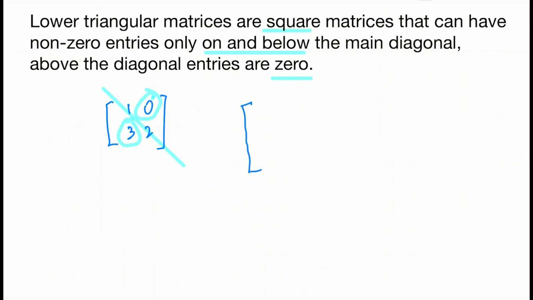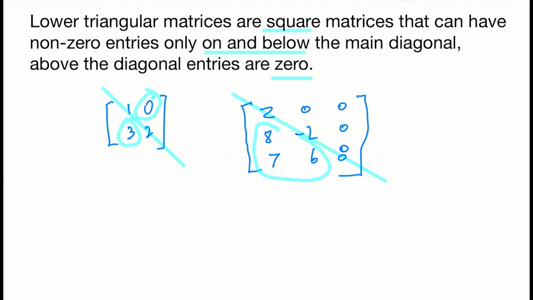Now let's look at a 3 by 3. 2, 8, 7, 0, minus 2, 6, 0, 0, 8. Let's see what we have here. So here's our main diagonal, and all the entries below the diagonal are non-zero, or they can be 0 actually, but the ones above the diagonal, those have to be 0. So that is a 3 by 3 lower triangular matrix.